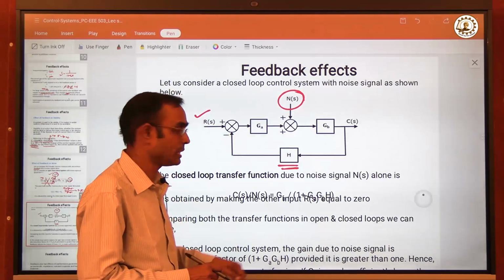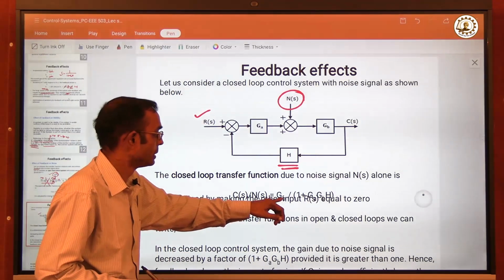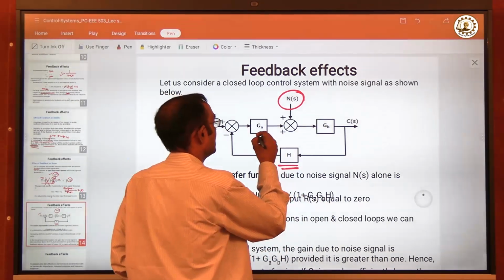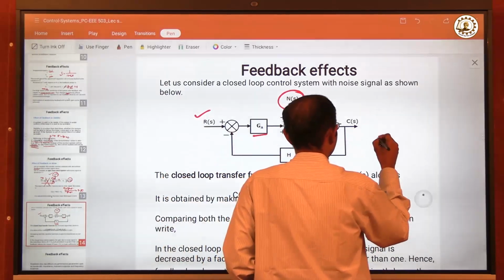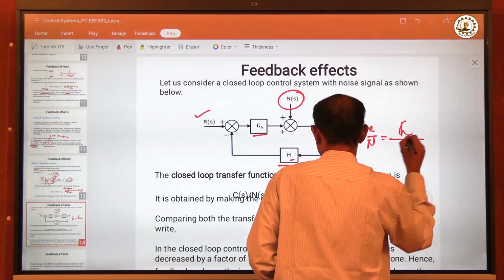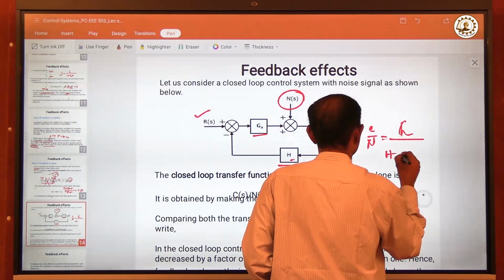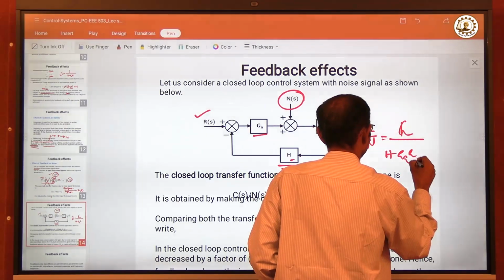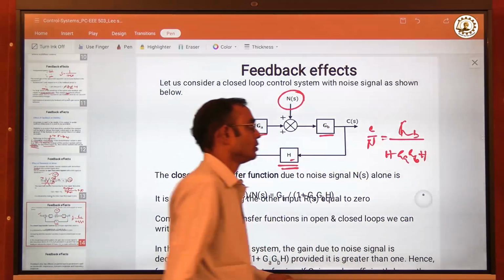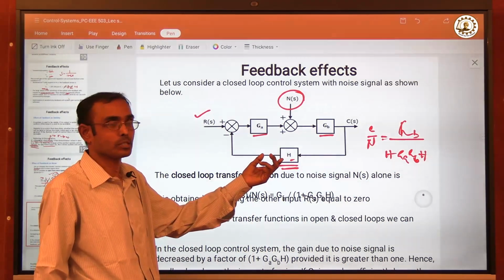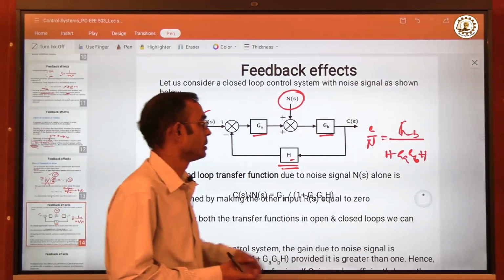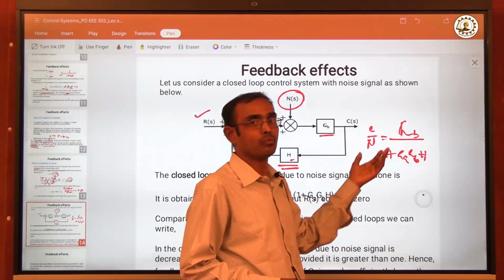So closed loop transfer function C(s)/N(s) is equal to G by 1 plus GH. That means GA GB H. So this is C by N is equal to G by 1 plus GA GB and H. This is GB. So now since it is a closed loop transfer function, we know by general formula or the general derivation that it is G by 1 plus GH.